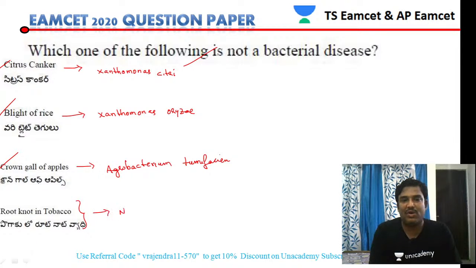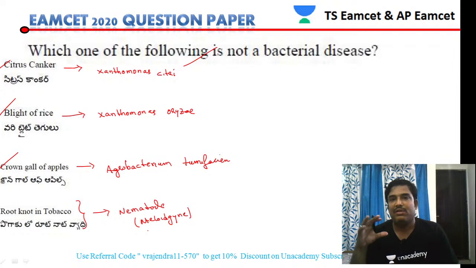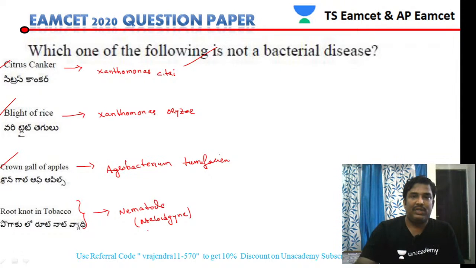This is a disease caused by nematodes. The name of the nematode is Meloidogyne incognita. So finally, the 4th option, root knot in tobacco, is a nematode disease.